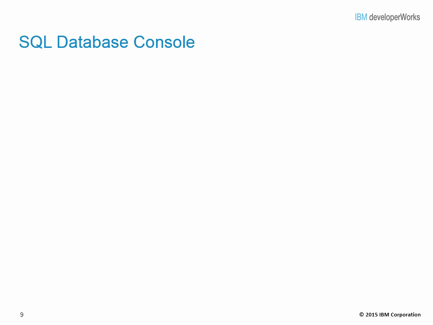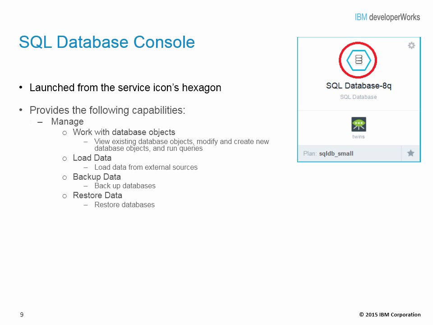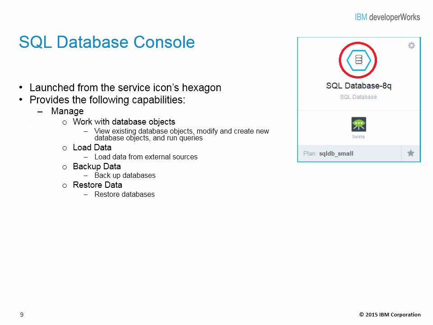So now let's look at the SQL database console. Like the other two environments, it's brought up by clicking on the service icon. And the SQL database console provides several capabilities, roughly divided into two categories. So the first category is actually managing your data. So you can work with database objects, you can look at existing objects, you can modify them, create new ones, you can run queries, you can load data from a variety of external sources, you can back up data, and you can restore data.